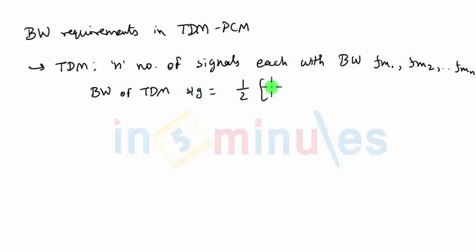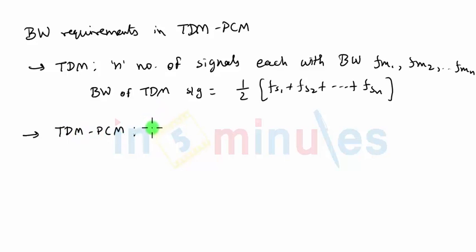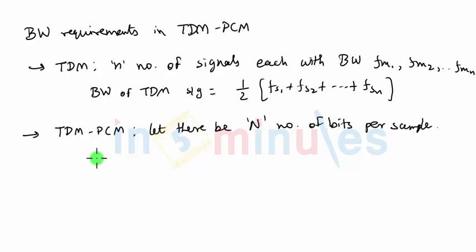will be nothing but half into (fs1 plus fs2 plus ... fsn), where fs is nothing but the sampling frequency used for each and every signal. Now the same thing in TDM PCM system, because now PCM comes into picture, we have to talk about quantization. So let's say capital N number of bits, so we are assigning capital N number of bits per sample. Now if we do that, then the bandwidth of TDM PCM signal will be nothing but, every sample is now transmitted in the form of N number of bits.